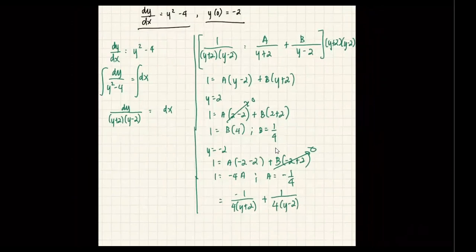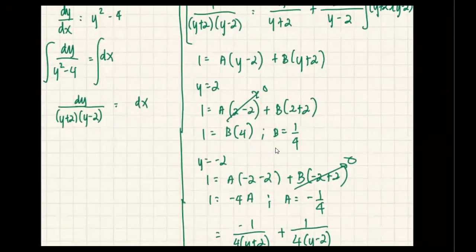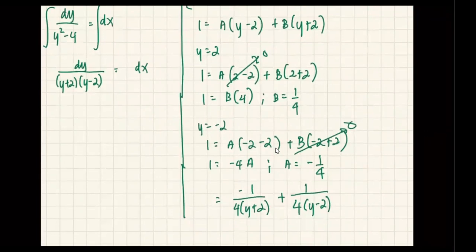Then, pwede na natin siyang i-integrate. So, dito, pag binalik mo siya dito, ito magiging negative dy all over 4 times y plus 2 plus dy all over 4 times y minus 2. Okay? Is equal to dx. Then, integrate natin.